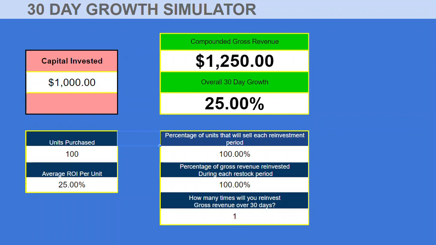Okay, so just to recap for those that don't know, this is the way that most sellers invest. They don't put any thought into reinvesting their capital at all. So let's say that you have $1,000 that buys you 100 units, $10 is your cost per unit. Average ROI 25%. So at the end of 30 days, if you sell through all those units, you can expect a 25% return, $250. In reality, that doesn't happen.